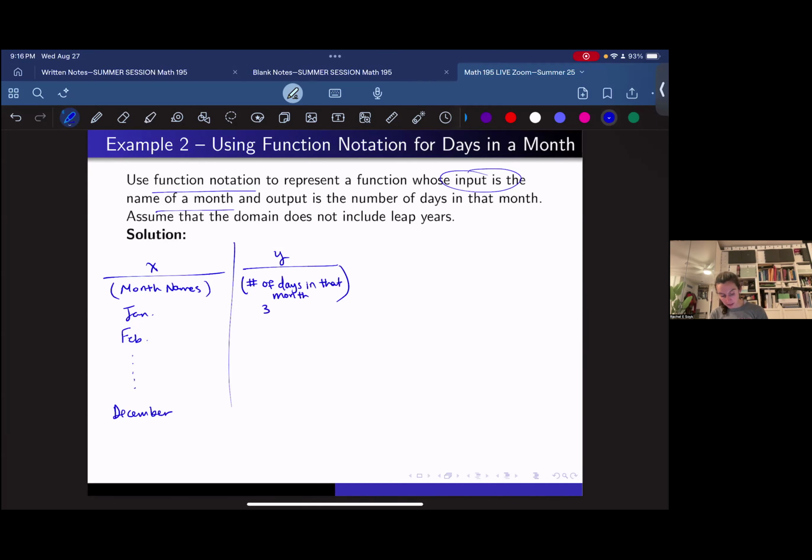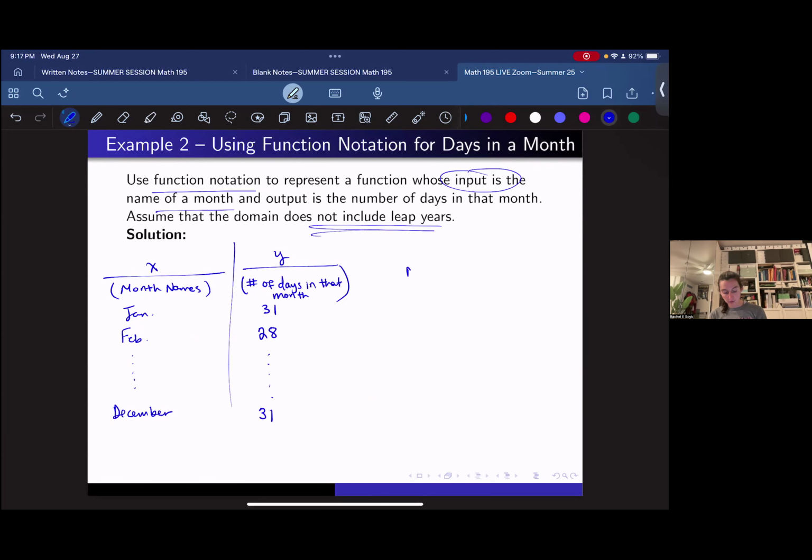So 31 days in January. And then it also says we are assuming the domain does not include leap years. So for February, it will just be 28. And then December, it's 31. So we want to come up with some function notation to represent this.